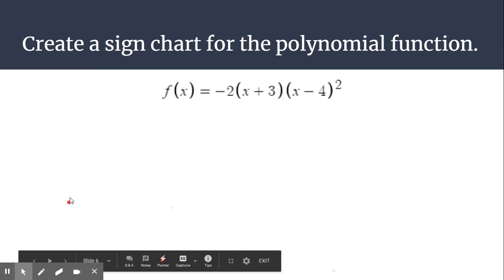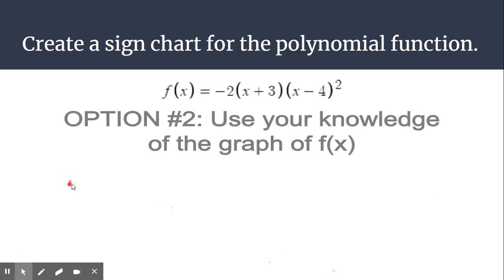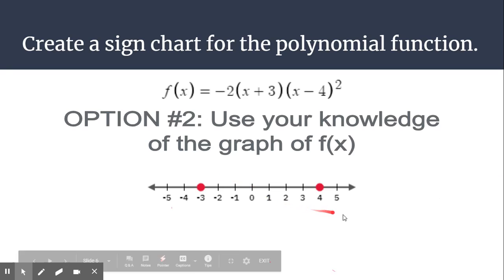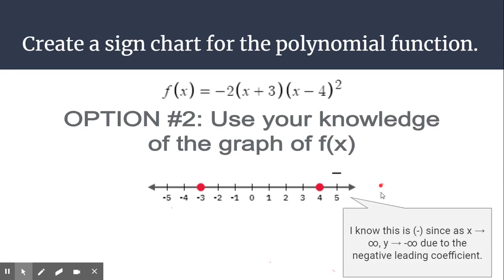Okay, so the next option is to use our knowledge of the graph of f of x. So it's almost like we're picturing what the graph will do, how it will behave, and we're using that to help us. So we're not calculating anything, we're using our knowledge of how the graph behaves. So I'm going to start the same way. I'm going to make a number line, and I'm going to plot my zeros. Okay, that will start the same way no matter what. So I like to start on the right side.